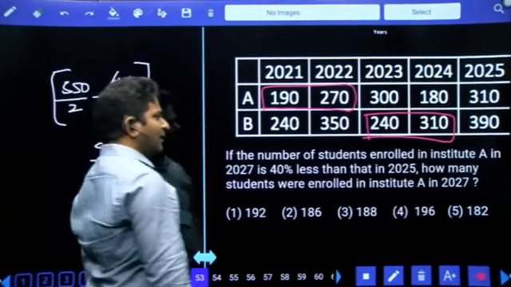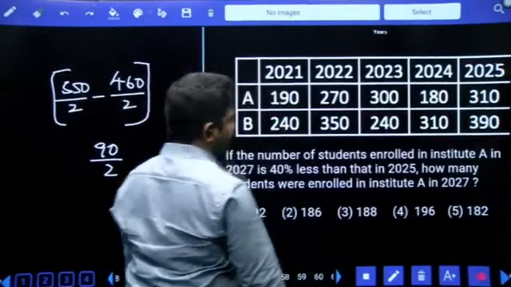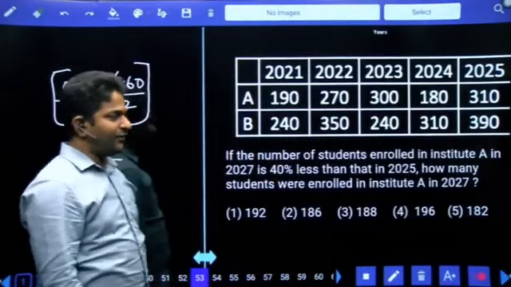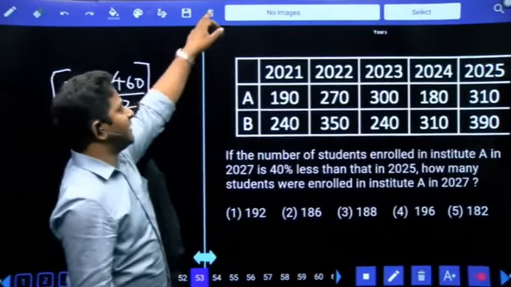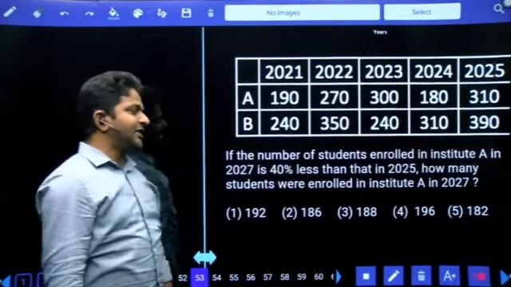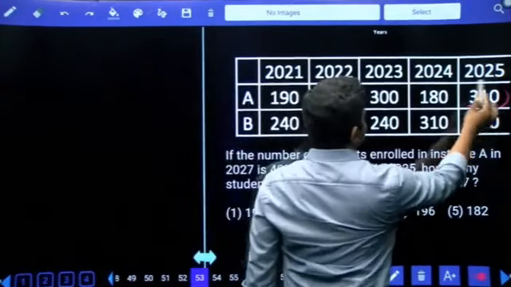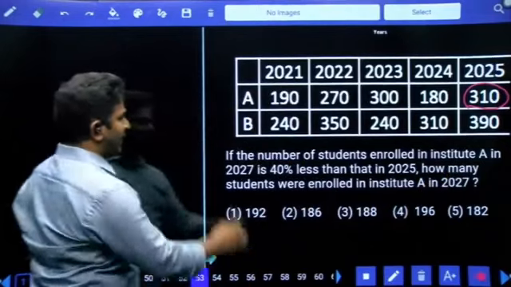Next. If the number of students enrolled in Institute A in 2027, first of all, we have data till 2025 only. They're talking about 27. Is 40% less than that of 2025. In Institute A, in 2025, we have 310 people.